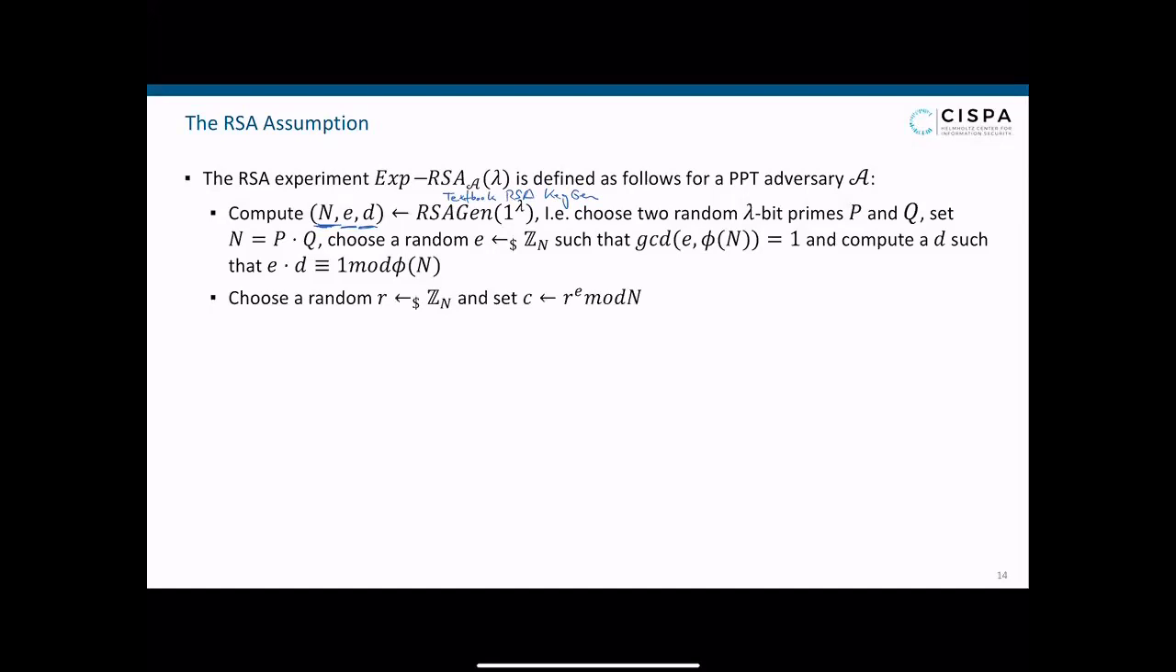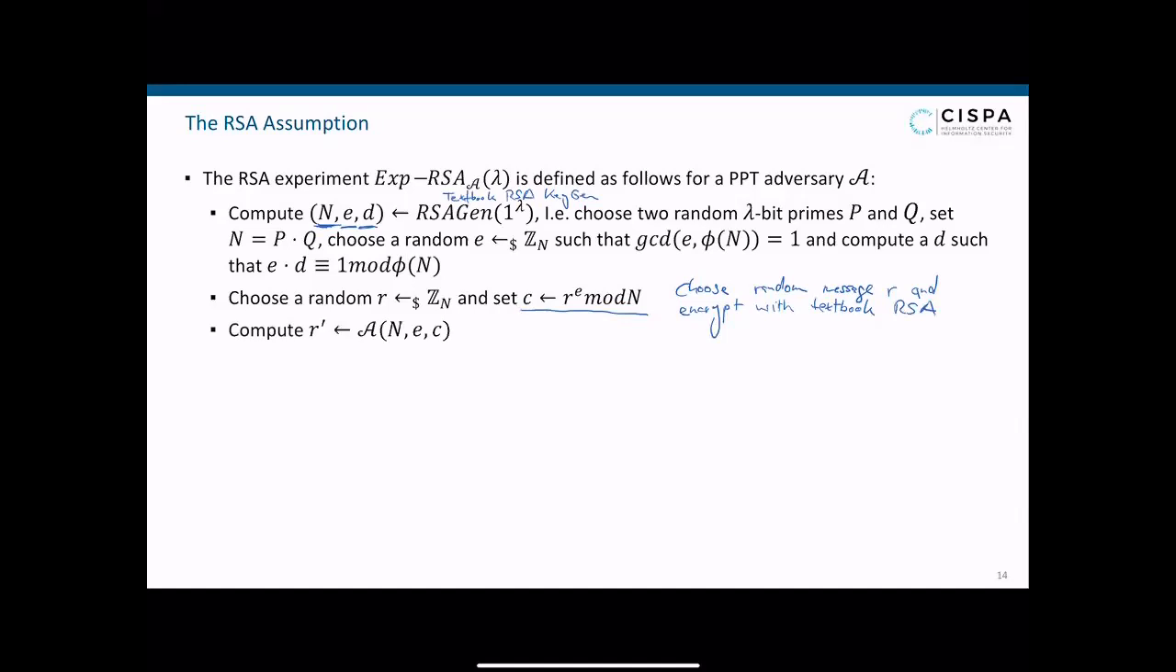Next, we do the following. We choose ourselves a random R in Zn and set C to R to the E mod n. Basically, what we're doing is we're choosing a random message R and encrypt it with textbook RSA, right?